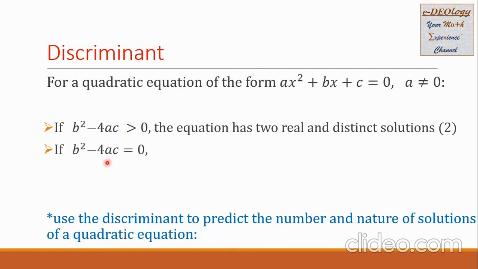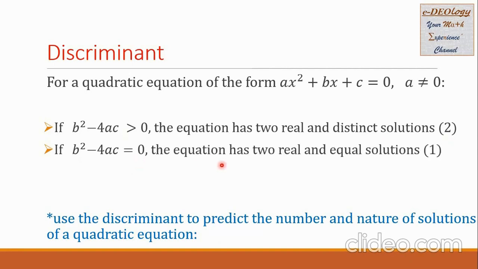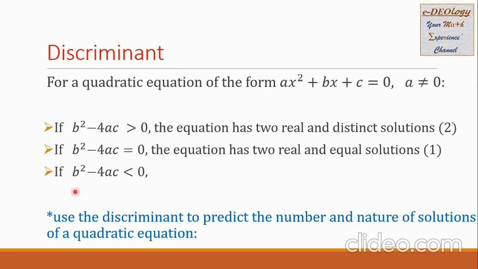If the discriminant is equal to 0, the equation has two real and equal solutions. In other words, we can say that there is one real solution. If the discriminant is less than 0, or we say that the discriminant is negative, the equation has no real solution.